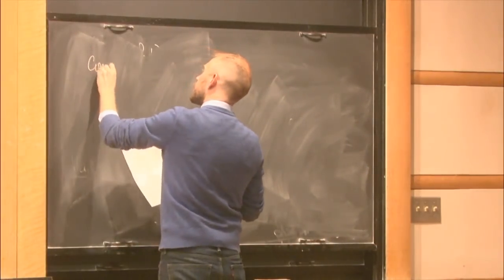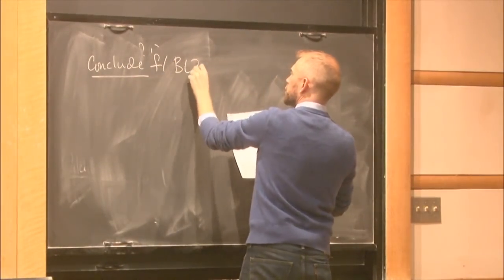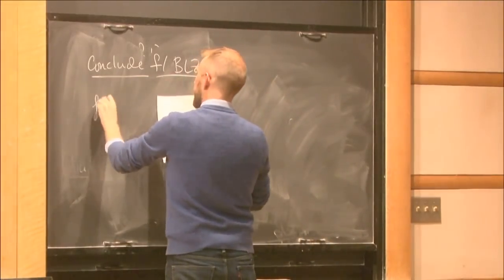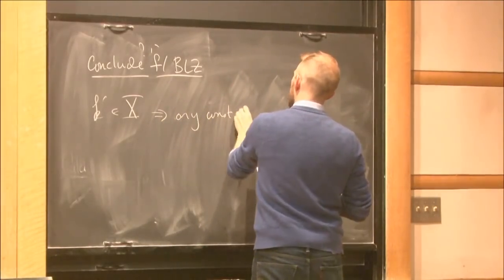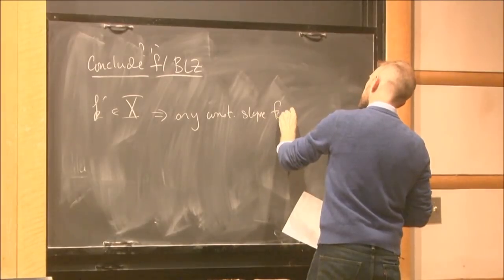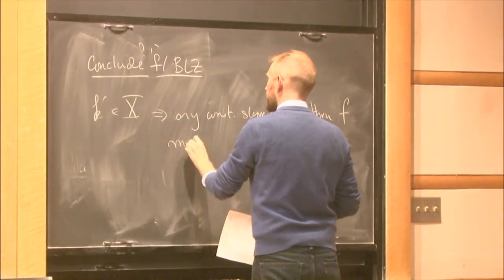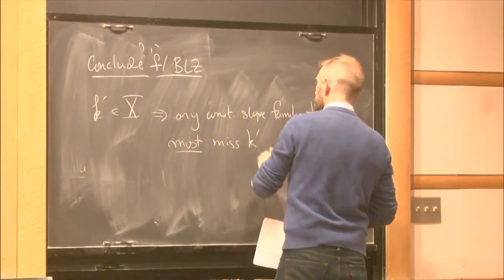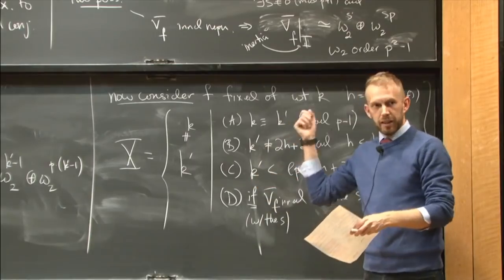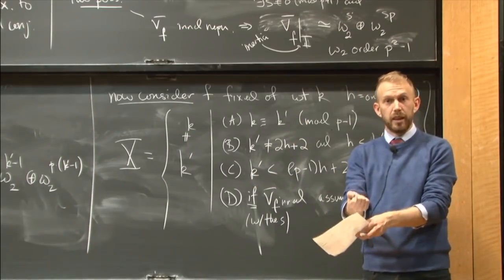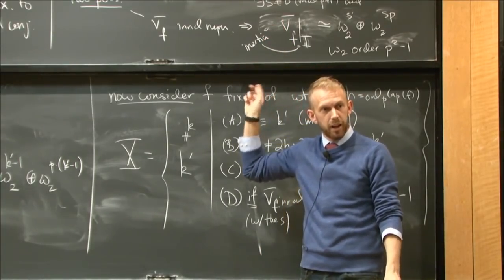So what you conclude is the following from the Berger-Li-Zhu result: if k prime is an element of X, then any constant slope family through my original eigenform must miss k prime. Because what I've arranged for is for every eigenform of slope h and weight k prime to have a different Galois representation than the one I have, mod p. But the Galois representations mod p are constant in the family, and so I have to miss this weight k prime.